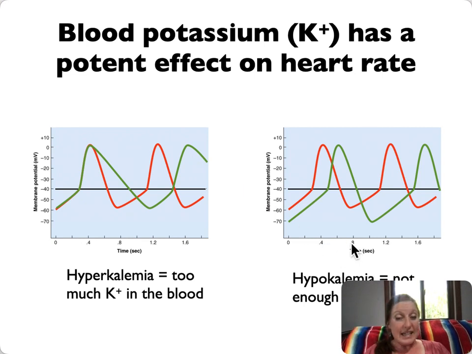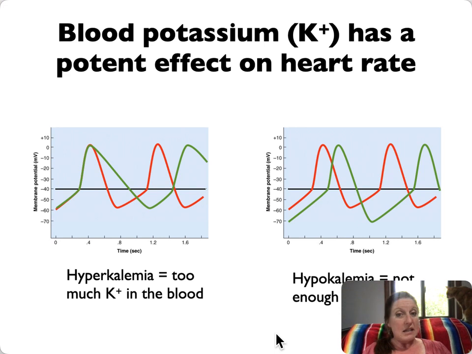Having not enough potassium in the blood actually causes the SA node to repolarize too much. It hyperpolarizes. So it's starting from a more negative number, which means it takes a lot longer to reach the threshold. We depolarize, we repolarize, but we start back down here and it takes a lot longer to reach the threshold. So, regardless of whether potassium's too high or too low, it causes the heart rate to slow.